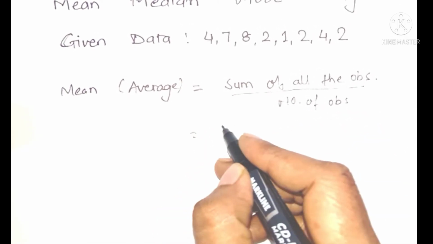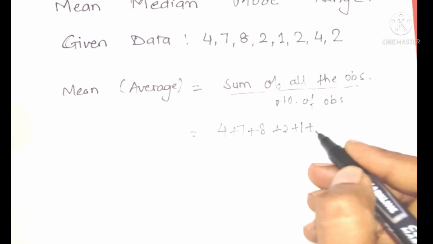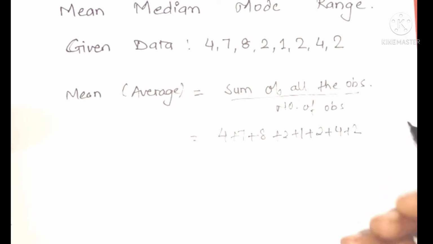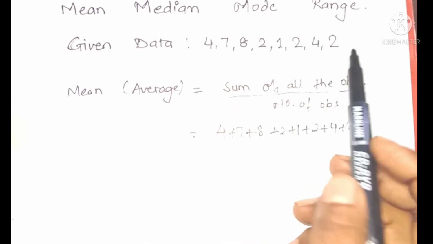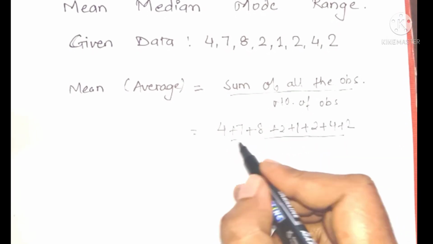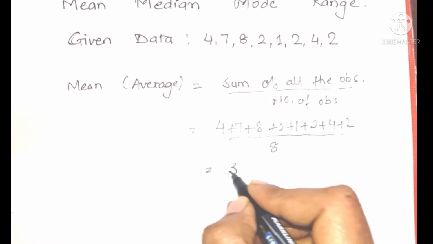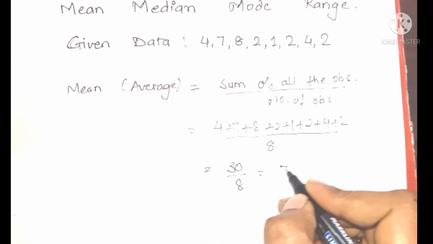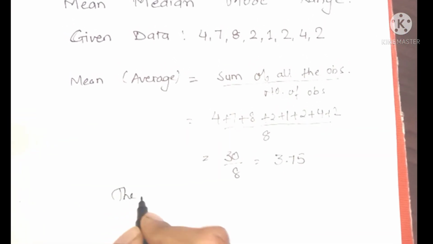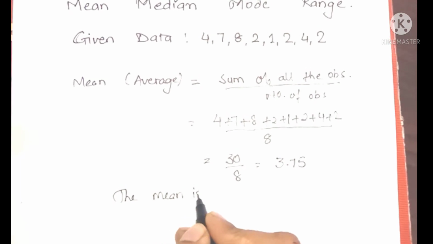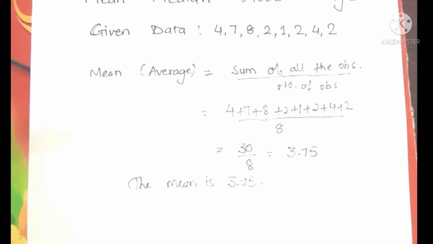So here we have the numbers 4, 7. We have to add all the numbers and divide by the total number of observations. So the total number of observations is 1, 2, 3, 4, 5, 6, 7, 8. So divide by 8. So we get the answer: 30 divided by 8 is equal to 3.75. So we can say that the mean is 3.75.